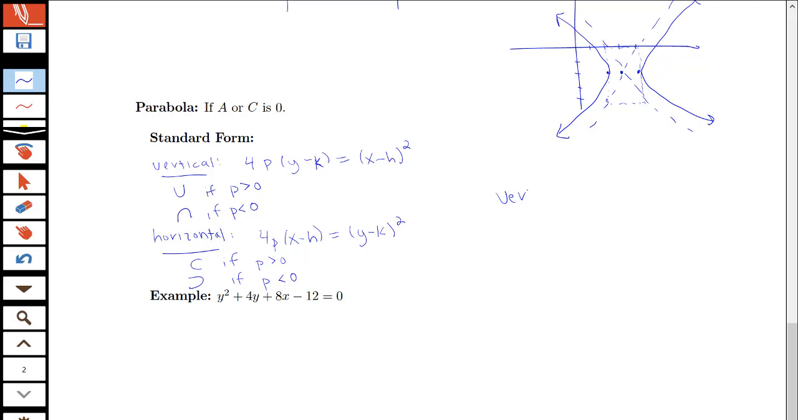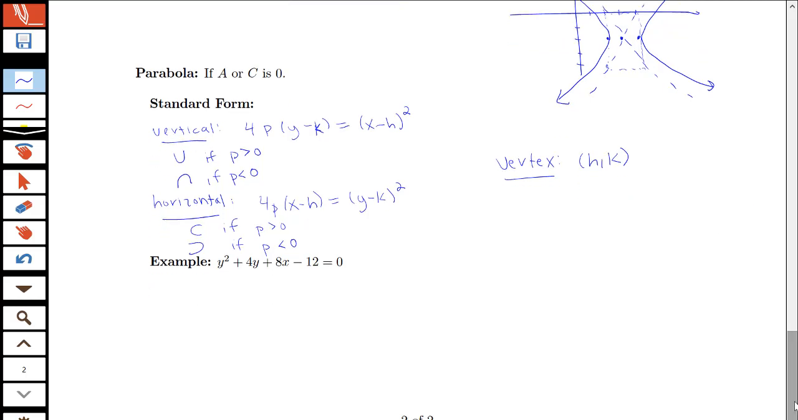Okay, so putting it into a similar form to the other ones, instead of having a center, the (h, k) in this case is actually the vertex of the parabola. Okay, so we're just going to look at one example of this parabola. So I have y squared plus 4y plus 8x minus 12 is 0. The fact that I don't have any x squared term, but I do have a y squared, tells me that this will be a parabola.